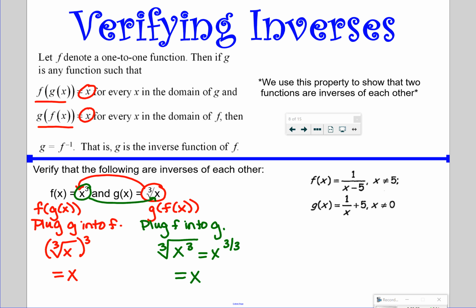If it simplifies to x both times, they are inverses of each other. If you get anything else, they are not inverses of each other. Okay, so let's try the next one.